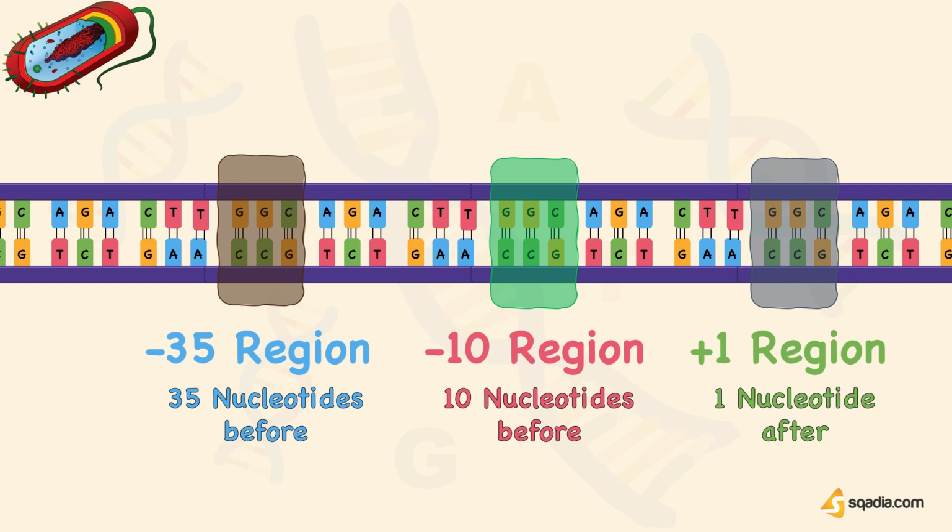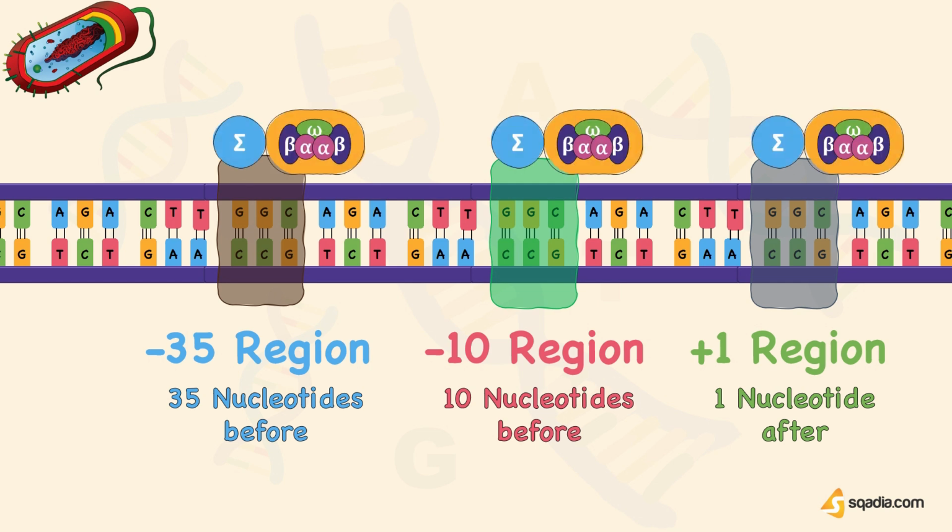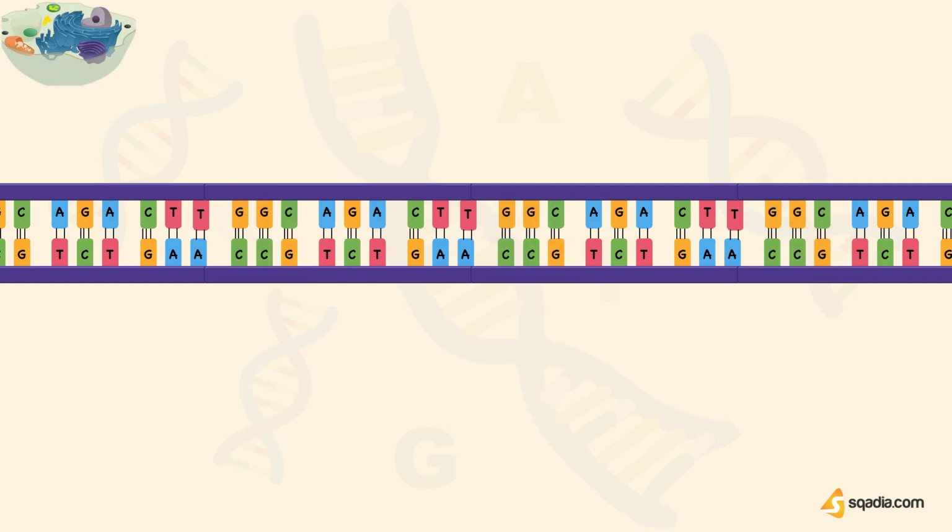Now the enzyme that is involved is what we have discussed before. Do you remember what it is? It is RNA polymerase holoenzyme. This is the enzyme for the prokaryotic cells. Let us move toward the eukaryotic cells now.